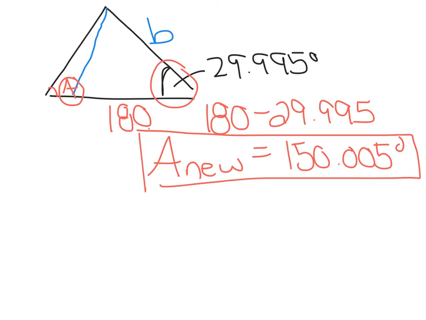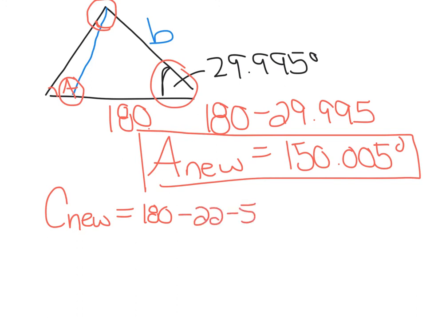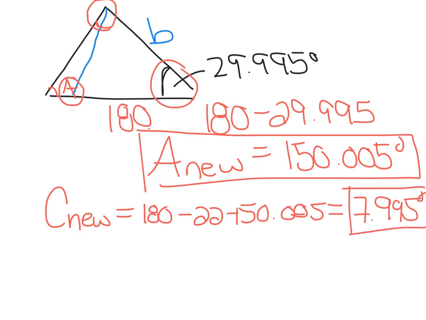We still have our 22 right here, and if you look at it, this angle up here, which we know is angle C, should be super small. So C new is going to equal the 180 degrees that are in a triangle, minus the 22 that the problem gave you, minus the 150.005 degrees that we just found. This means that C new should be 7.995 degrees. So that's this little angle way up here.